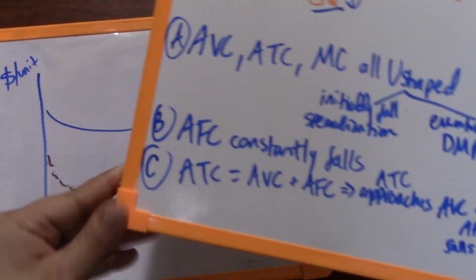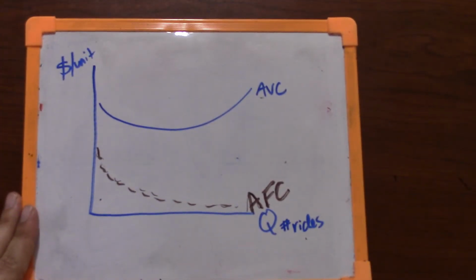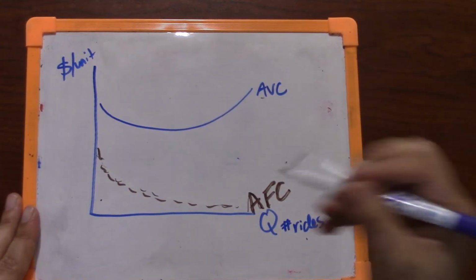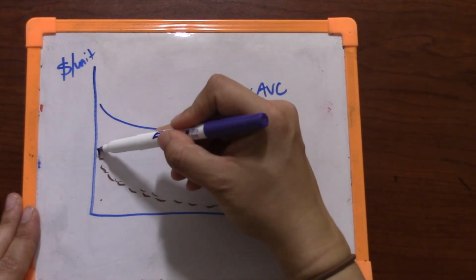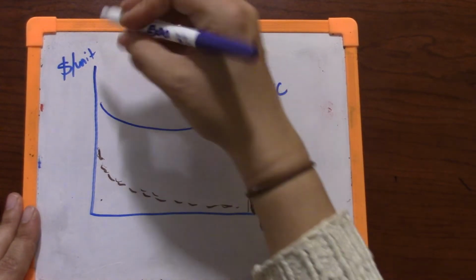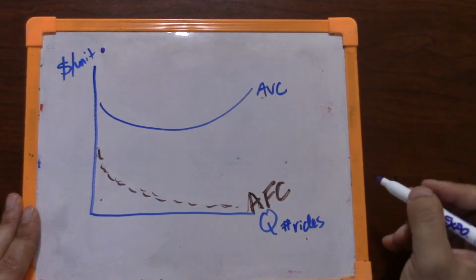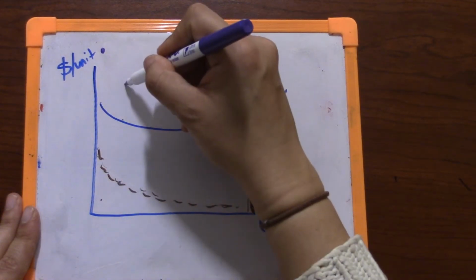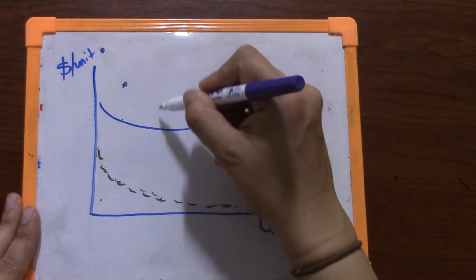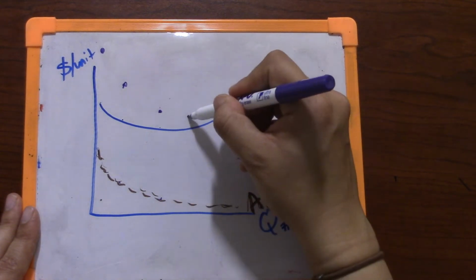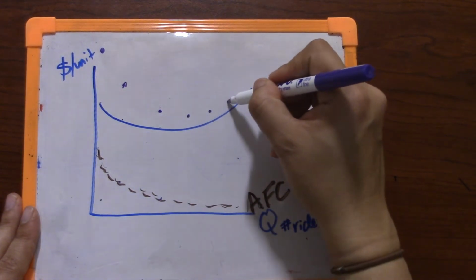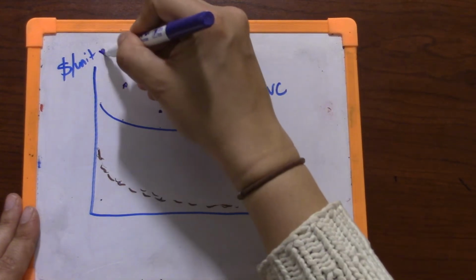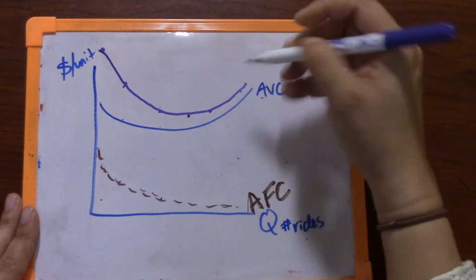So on our graph, if average total cost is at every quantity the vertical sum of average fixed plus average variable, then it's going to be right there. And here, it's going to be this number plus that number, so it's getting closer. Getting even closer. Getting even closer. Getting even closer. Getting even closer, right? This is where the idea of the crooked smile comes into play.